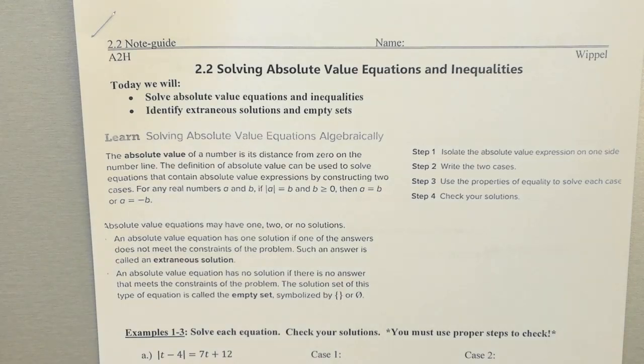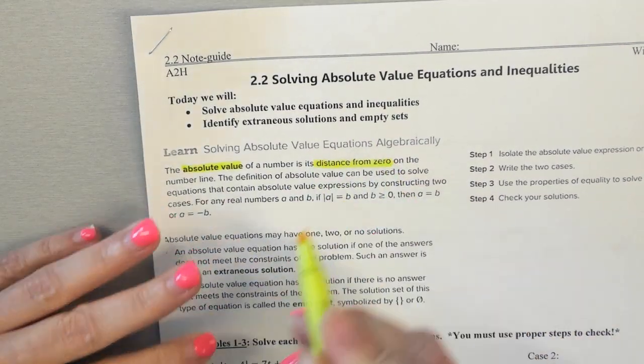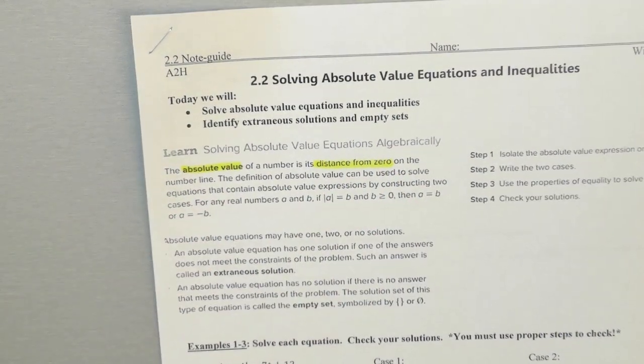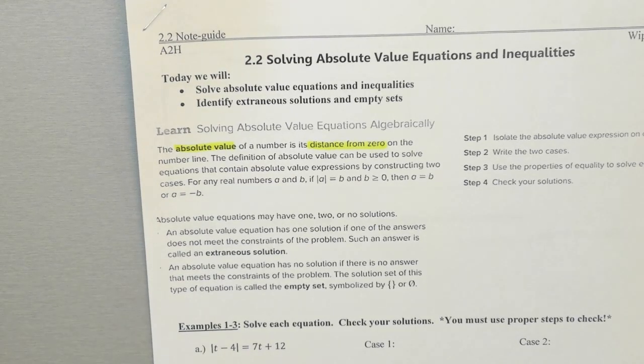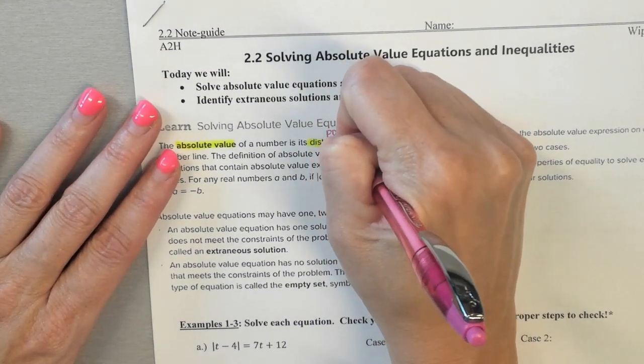Okay, so 2.2, we're solving absolute value equations and inequalities. Today our focus is going to be the equations. Tomorrow we will do the inequalities. So you guys likely remember that the absolute value is the distance from 0 on the number line. And this is why when you take the absolute value, the result is always what? Positive. Good.